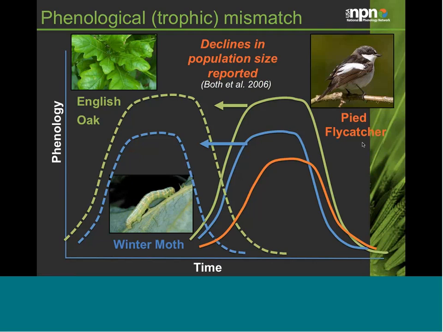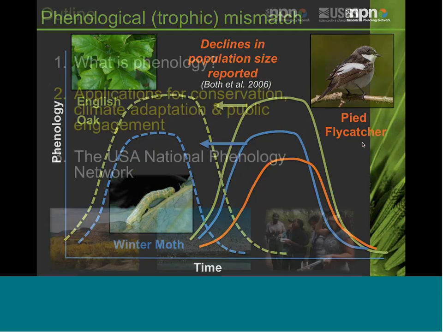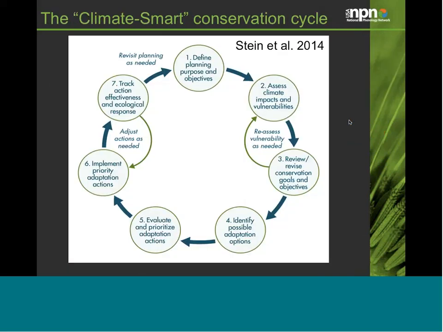So moving on to the next topic in my presentation, I'll talk more about applications for conservation, climate adaptation, and public engagement. Many of you may now be familiar with this graphic representing the climate smart conservation cycle. This new guidance just came out within the last month or so, and it draws upon some previous work that other researchers have been doing and compiled it into a really comprehensive guidance that you can take home in a book format, or, if you're so lucky, you could even take NCTC, the National Climate Training Center's new Climate Smart training.